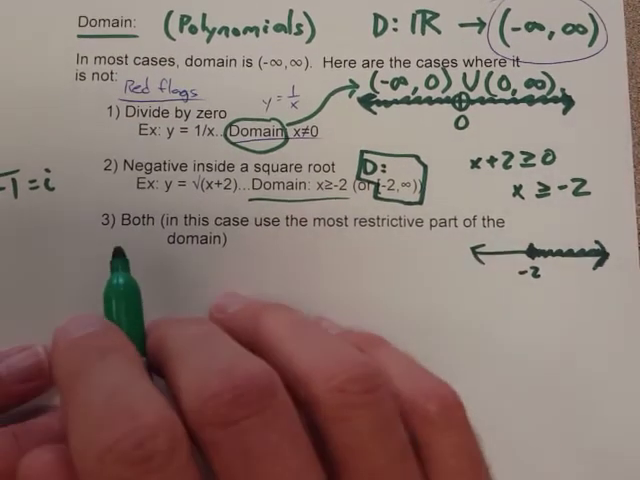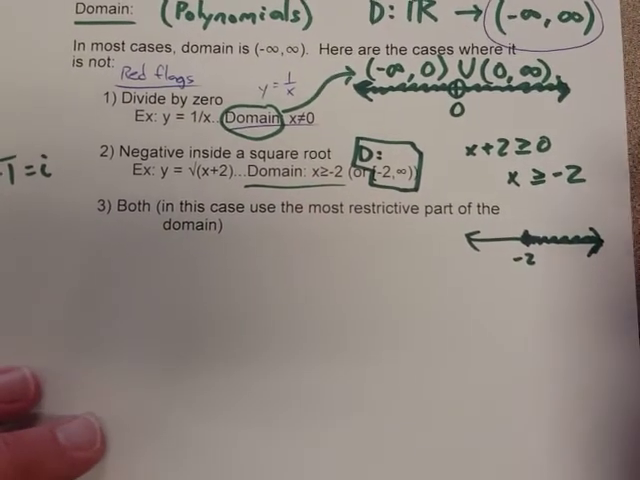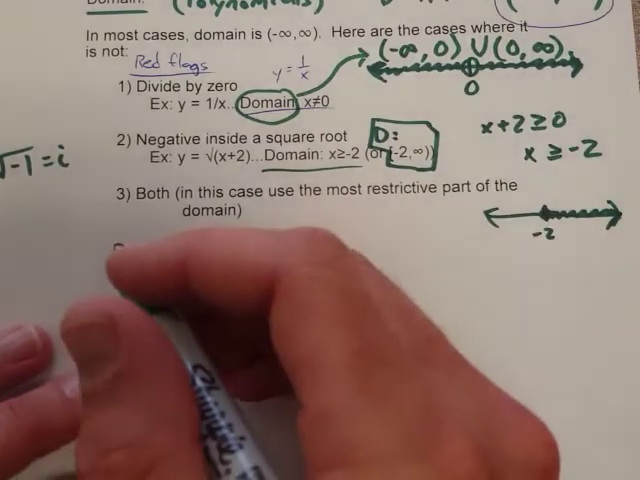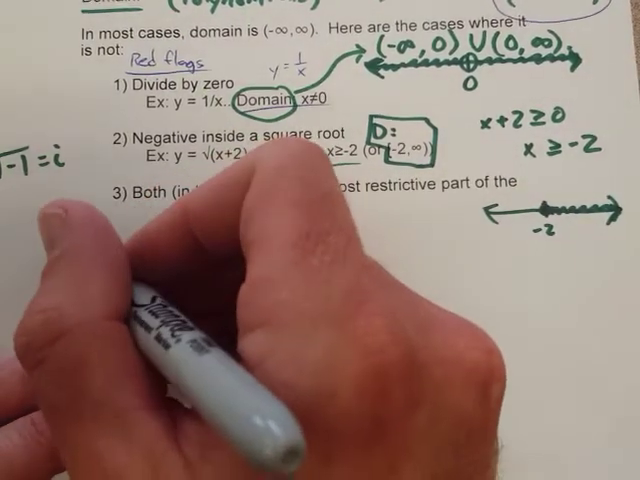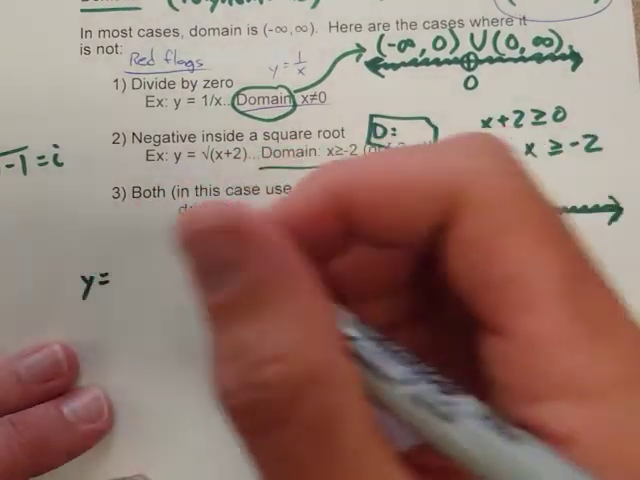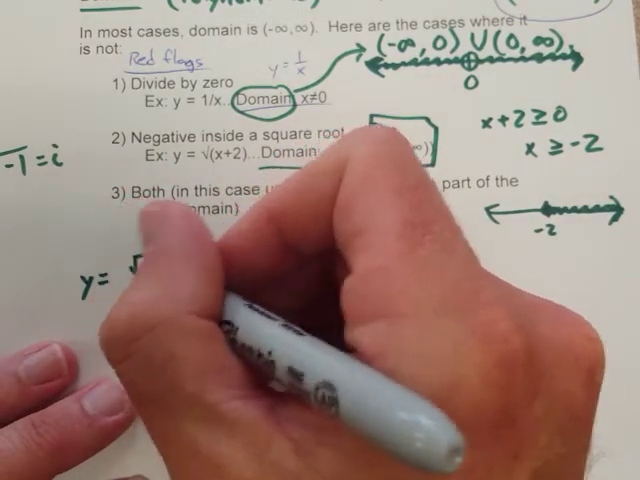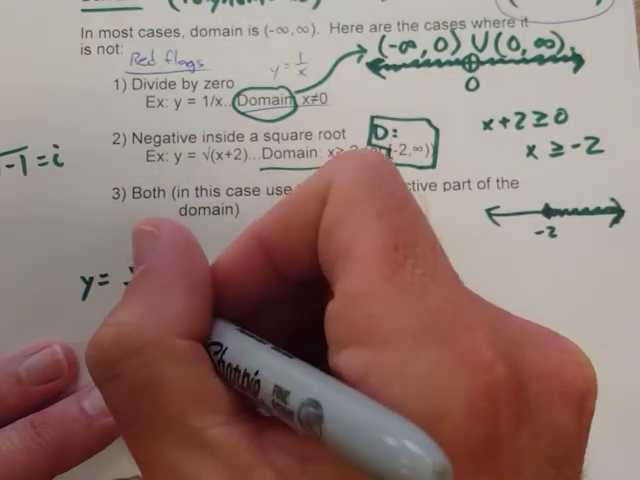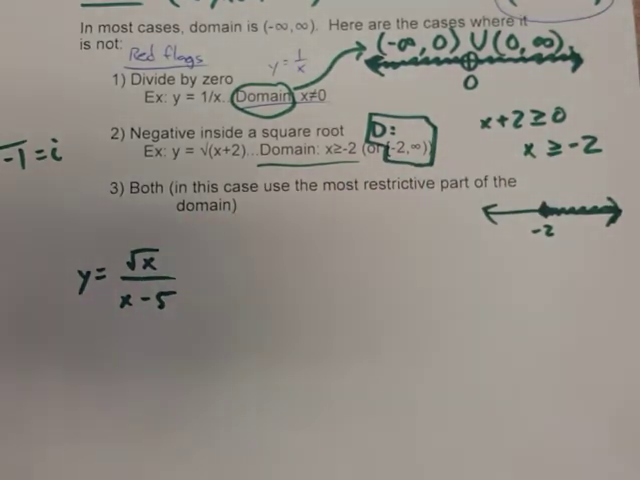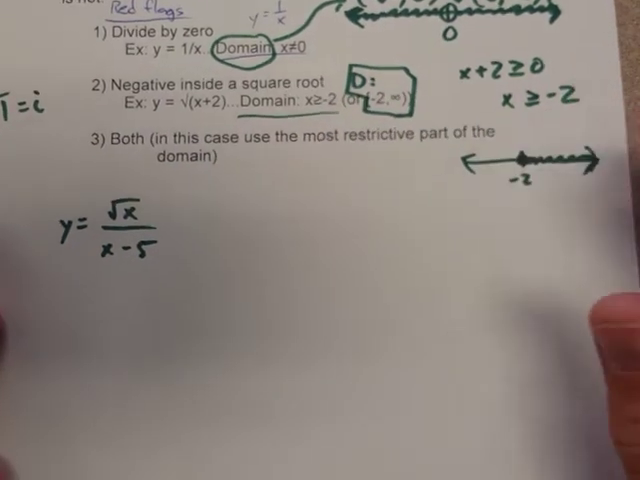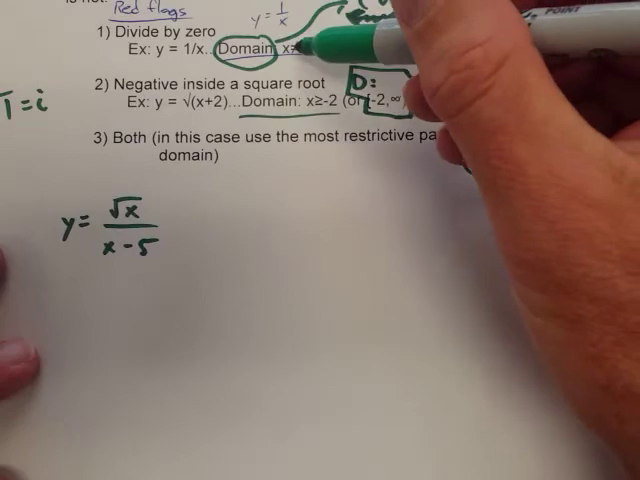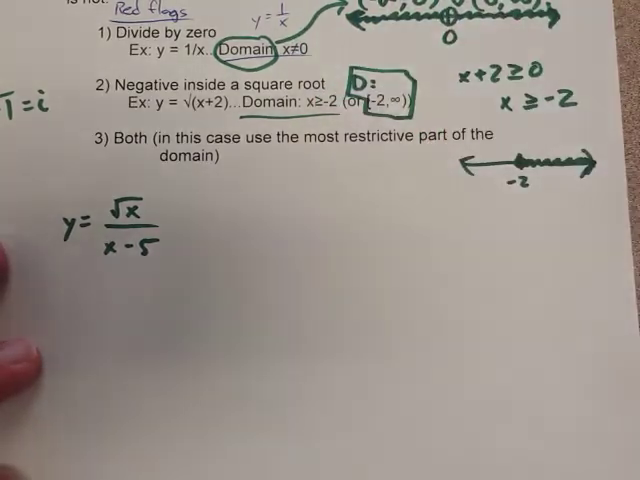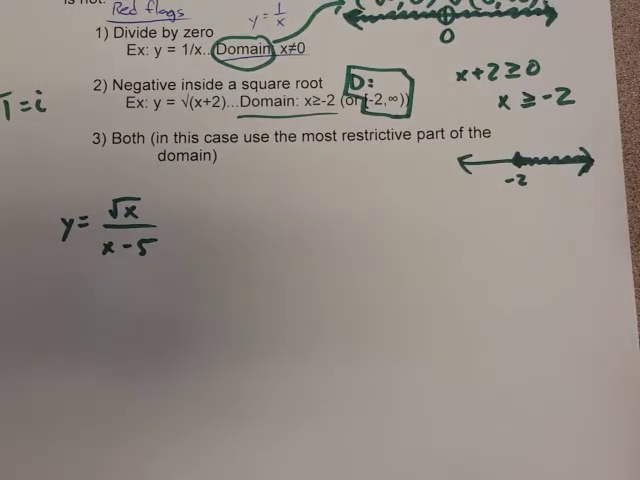Now there is a chance that both of these red flags are going to come up in the same problem, and I've got an example for you on that one. So here is my example. y equals square root of x divided by x minus 5. Now, in some cases, it can be very helpful to just list the restrictions first. We talked about not stating them negatively, but sometimes it's helpful to get the problem going.